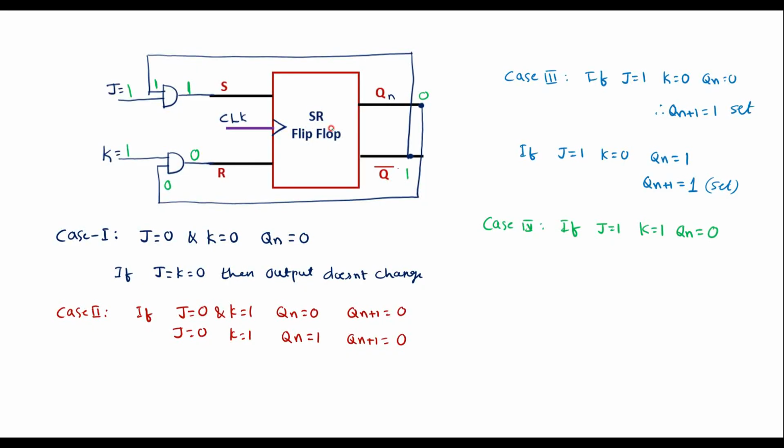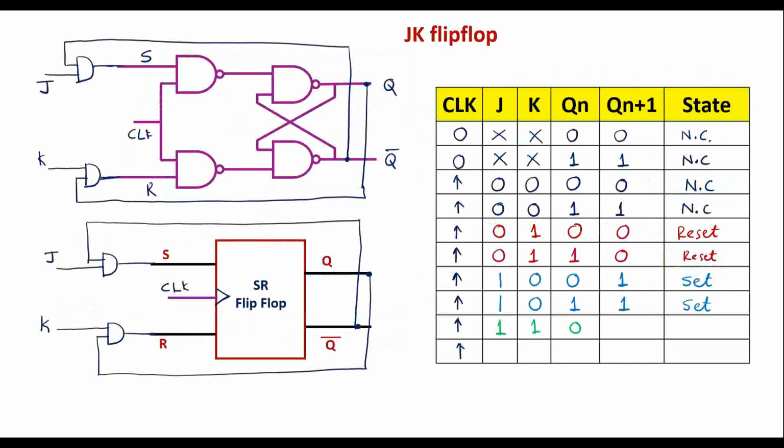So as we know, in clocked SR flip-flop, if S is 1 and R is 0, flip-flop will set. So therefore, here we have taken Qn equal to 0. Therefore, Qn plus 1 will be equal to 1. That is, flip-flop will set. So therefore, here, if Qn is 0, then Qn plus 1 will be 1. Now let me take J equal to 1, K equal to 1. Suppose Qn is equal to 1.